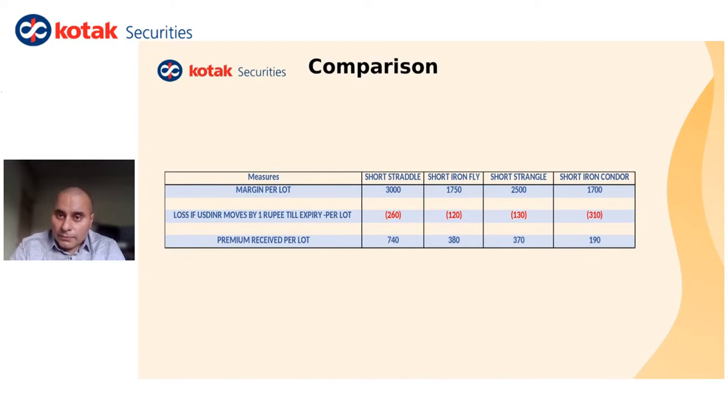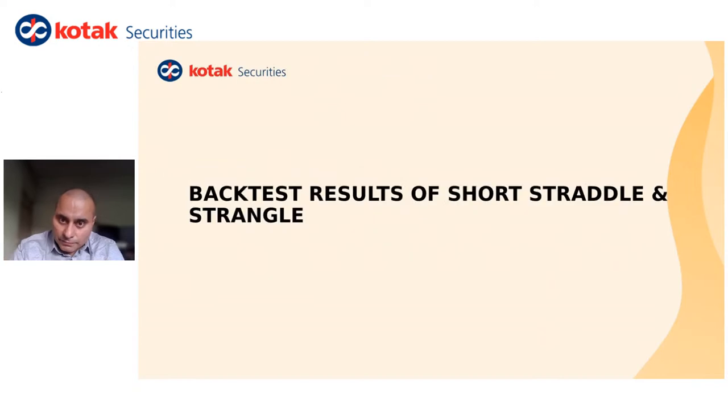Iron fly mein it is almost half. I'm not saying it's half, 1750, half would be around 1500. It's almost half. And in iron condor, it's also around 1700. So these are the advantages of these hedge trades, that you get a big margin benefit.